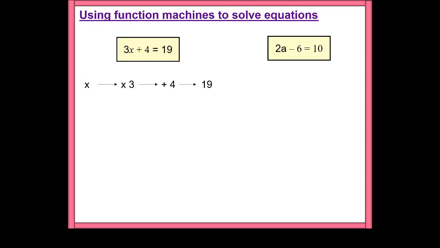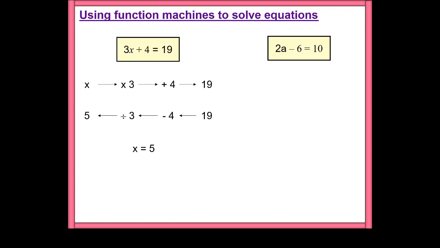You'll notice this time I've not drawn the boxes around those values. That just saves us a little bit of time. So if we reverse the function, then we'll start with 19. Instead of adding 4, we subtract 4. And instead of multiplying by 3, we divide by 3. So 19 subtract 4 is 15. 15 divided by 3 is 5. Our solution: x equals 5.